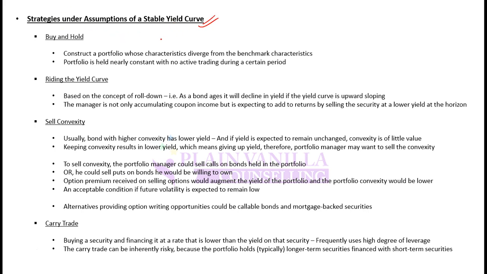If you think the yield curve will be stable, you can use a buy and hold strategy. That is, the portfolio is held nearly constant with no active trading during a certain period. If you do not think there will be any changes in the yield curve, then there may not be any abnormal returns from actively managing your portfolio, so you may want to buy and hold the bonds, because you know that the current situation will prevail and everything will remain the same. So you can use a buy and hold strategy.